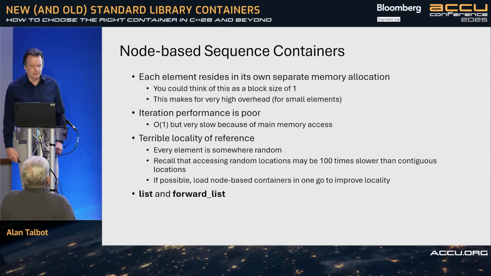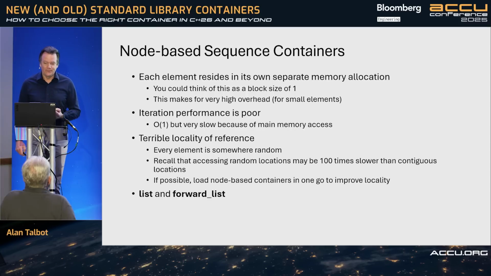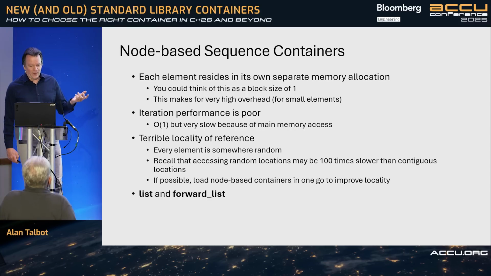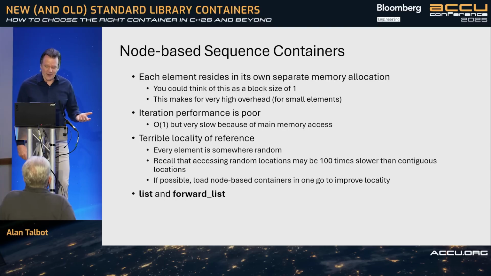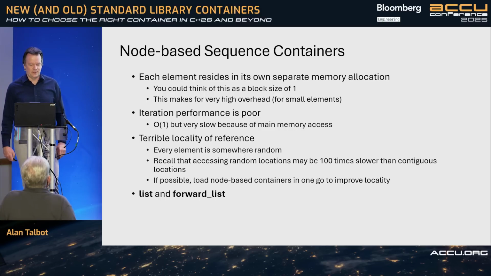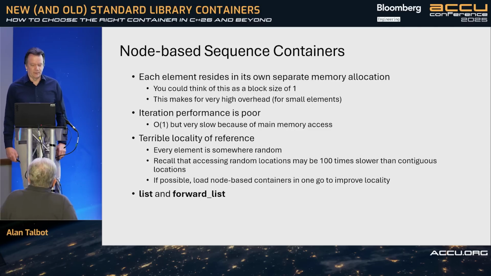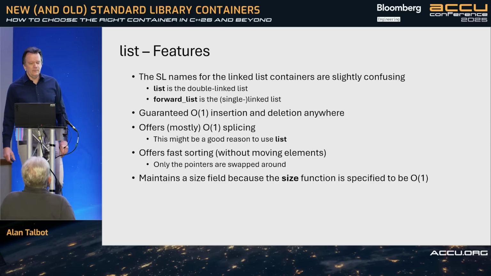Node-based sequence containers, list and forward list. I think we understand this at this point, right? Every element is in its own memory allocation. So you have a block size of 1. This is very high overhead for small elements. Poor iteration, right? Because it's randomly accessing random locations in memory. That's the worst possible situation, because the locality of reference is terrible. Worst possible situation. But there's some use for lists.